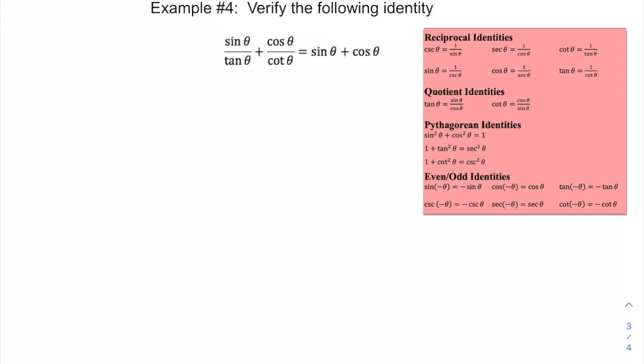Example 4 is having us verify, and I'm going to draw my line. I've got my identities right there for me when I'm ready to use them. We've got sine over tangent plus cosine over cotangent, and we want to prove that that's equal to sine plus cosine.